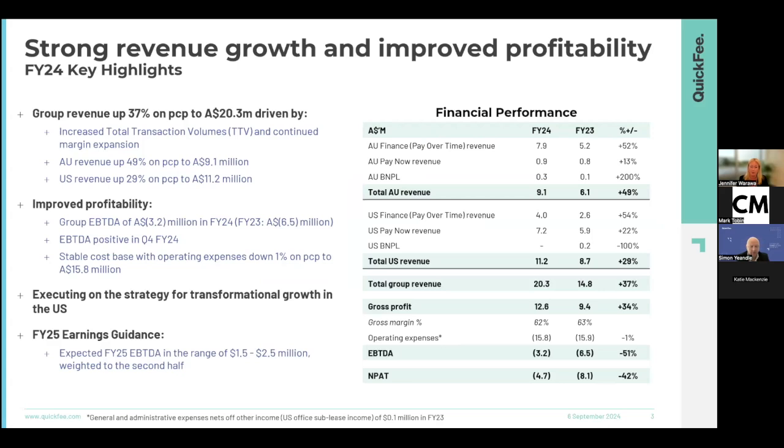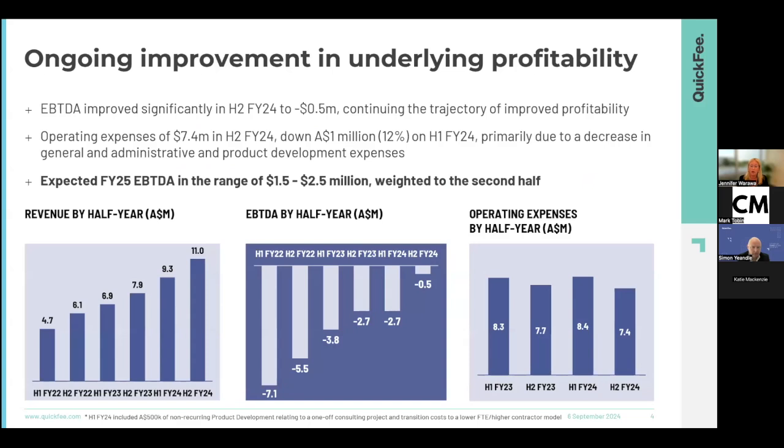And NPAT improved 3.4 million from negative 8.1 million to negative 4.7 million. Now, along with being EBITDA positive in Q4, our overall EBITDA improved significantly in H2 FY24 to negative 0.5 million, continuing the trajectory of improved profitability. Additionally, our operating expenses were 7.4 million in H2 FY24, down 1 million or 12% on H1 FY24, primarily due to a decrease in general and administrative and product development expenses. We're being extremely diligent with our spending, and that is making a noticeable impact.